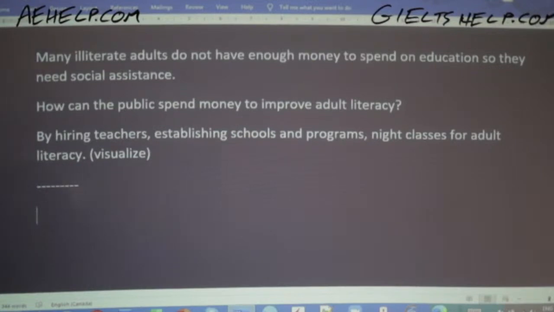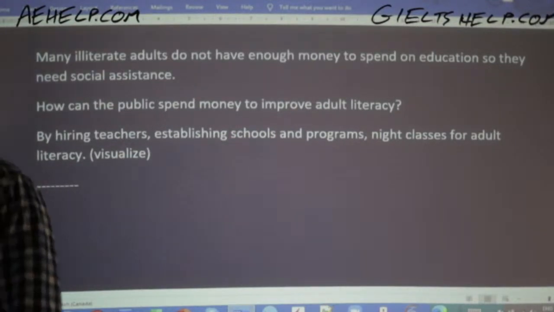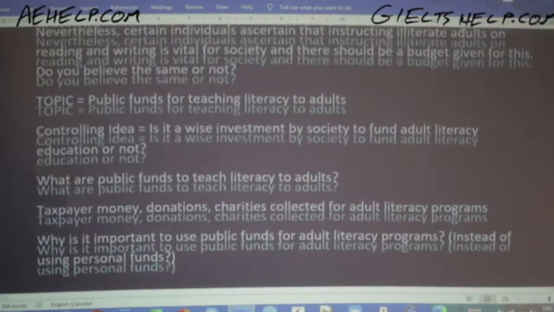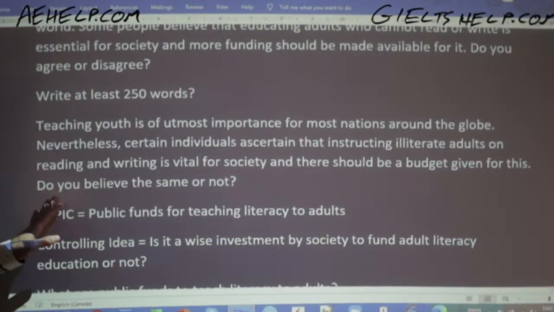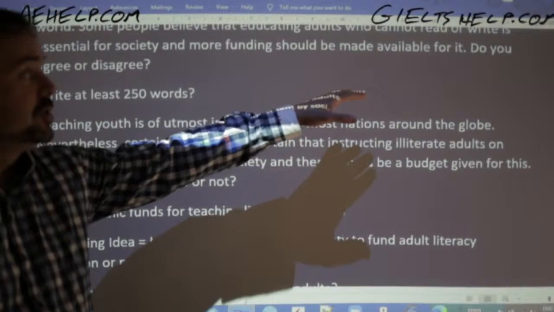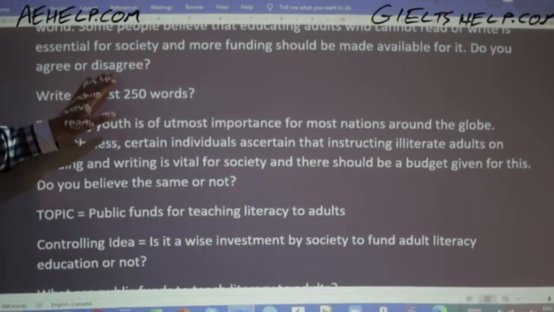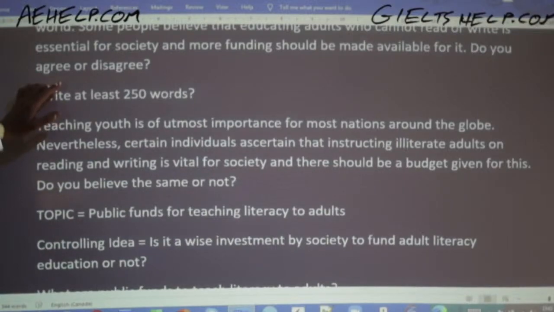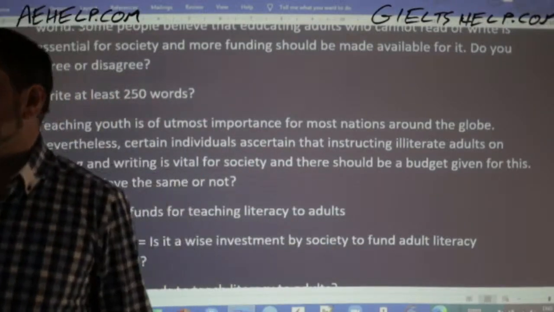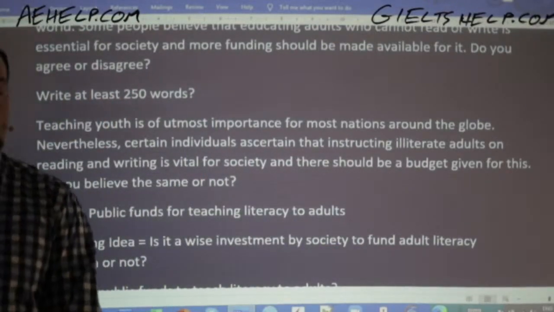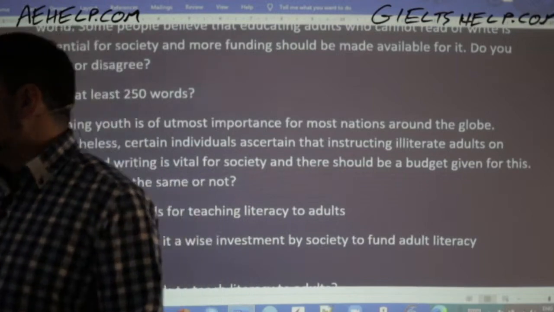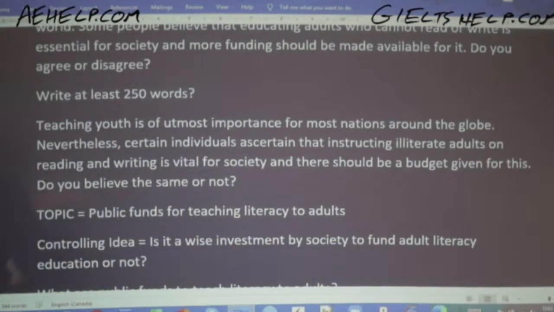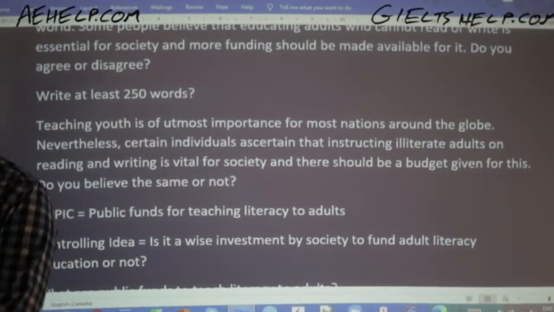Okay. So what's my next question? Because, of course, I have to keep in mind the original task two question here, which is this. Do you believe the same or not? Or I should say the very original one is, do you agree or disagree? And I have to make a decision here because it's agree or disagree. So I don't want to say both agree and disagree, right? And we'll talk about that in a minute, why I cannot agree and disagree, okay? So, and I can't, obviously I can't do it for this question. So what's my next question here for the controlling idea?